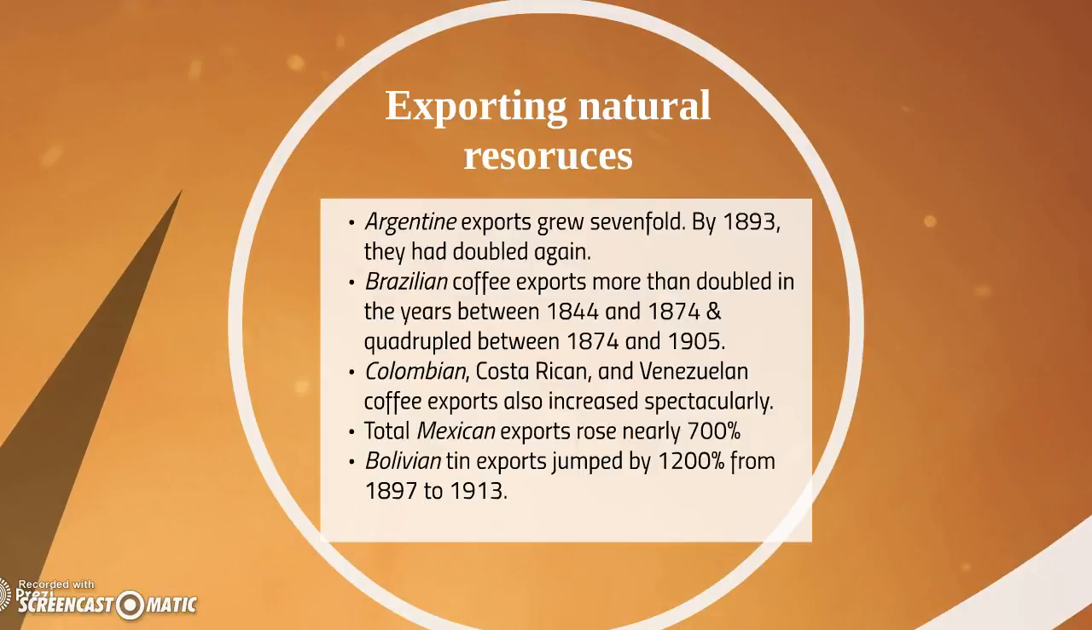Argentine exports grew sevenfold. By 1893, they doubled again. Brazilian coffee exports more than doubled in the years between 1844 and 1874, and it quadrupled again from 1874 to 1905. Colombian, Costa Rican, and Venezuelan coffee exports also increased spectacularly. The total Mexican exports rose nearly 700%. Bolivia's exports jumped by 1,200% during this period.